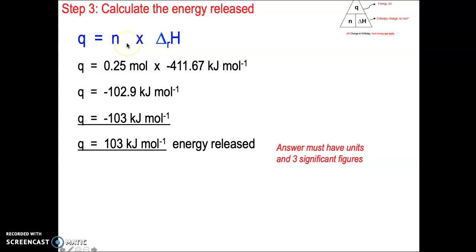So now we are into the final step, which is take the amount of substance, 0.25, take the enthalpy, which is for 1 mole, in this instance oxygen, do the multiplication, and you get 102.9. Round it to 3 sig fig, so nice and straightforward this time, and take away the negative symbol and replace it with the words energy released, and the job is done.